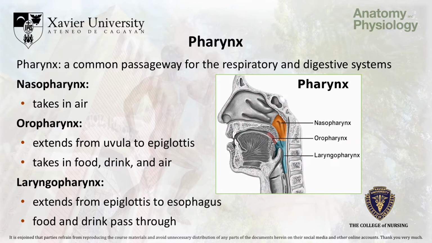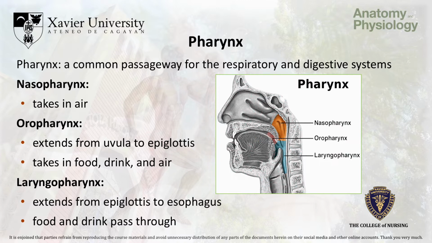Next, we have the pharynx. The pharynx or throat is the common passageway for both the respiratory and digestive systems. Air from the nasal cavity and air, food, and water from the mouth pass through the pharynx. Inferiorly, the pharynx leads to the rest of the respiratory system through the opening into the larynx, and to the digestive system through the esophagus.